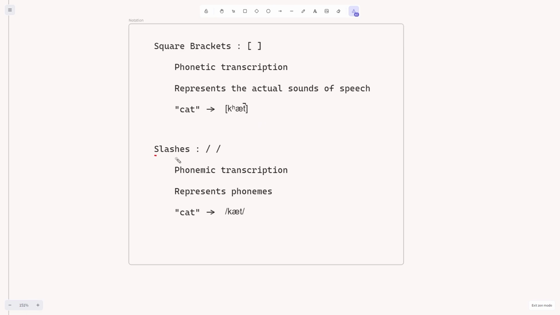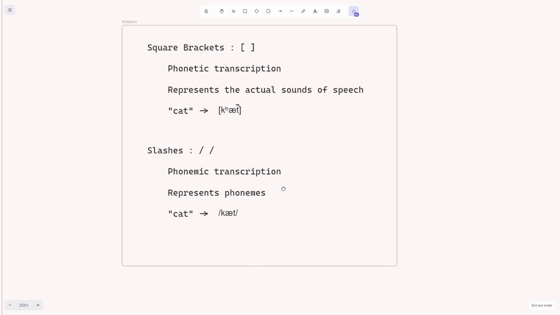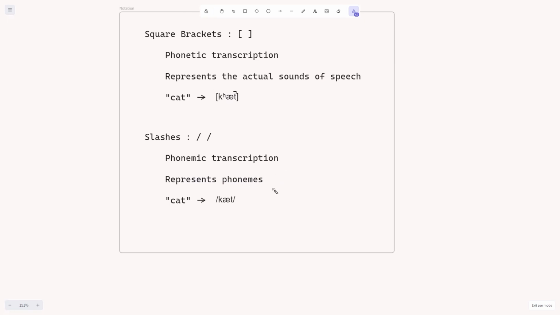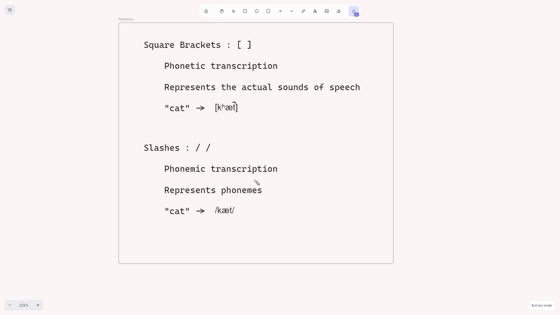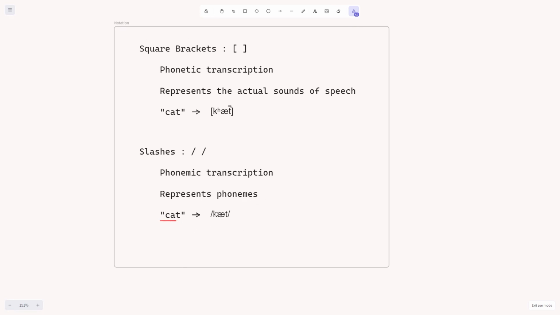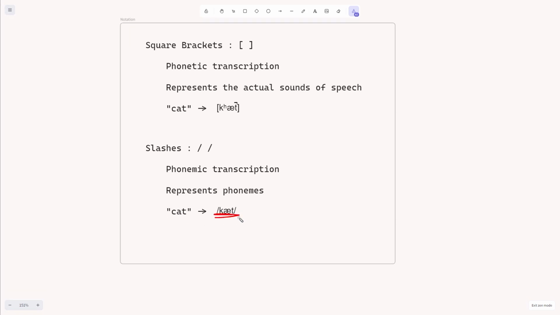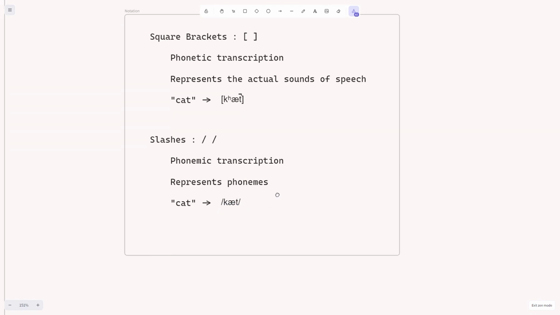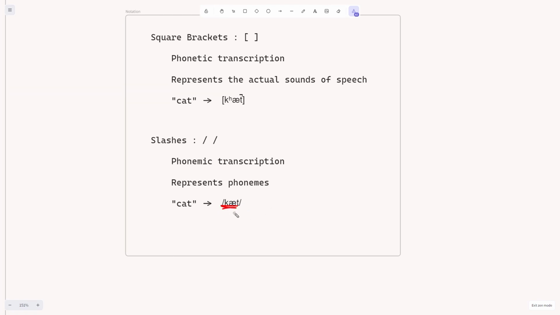Slashes are used for phonemic transcription, so they represent the phonemes. Phonemes are the distinct units of sound that distinguish words in a language. So you could call this a simpler way of transcription, and for example the word cat could be transcribed like this, cat, because these are the sounds that are distinguishing words in English, so this is for English specifically.